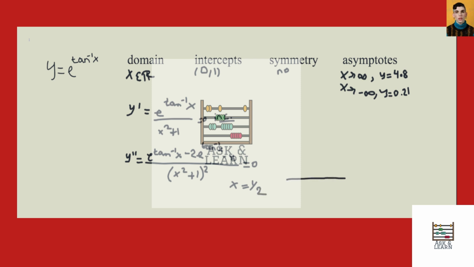So if we do our second derivative test, f double prime, we plug in points around 1/2 to see the concavity. What happens? Here it's going to be concave up. Here it's going to be concave down. And now we can graph with the information that we have.